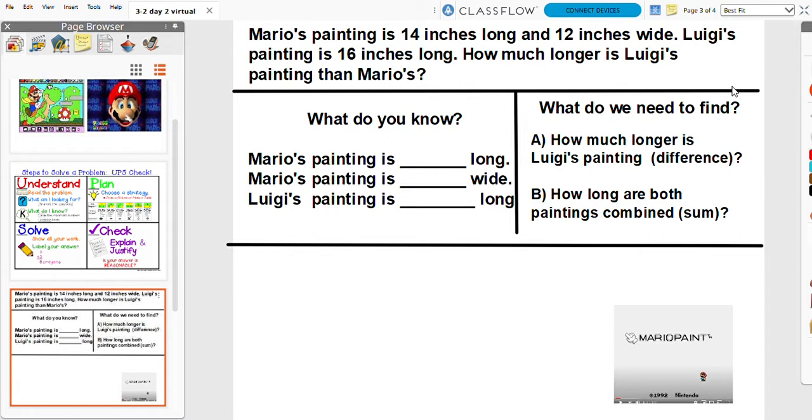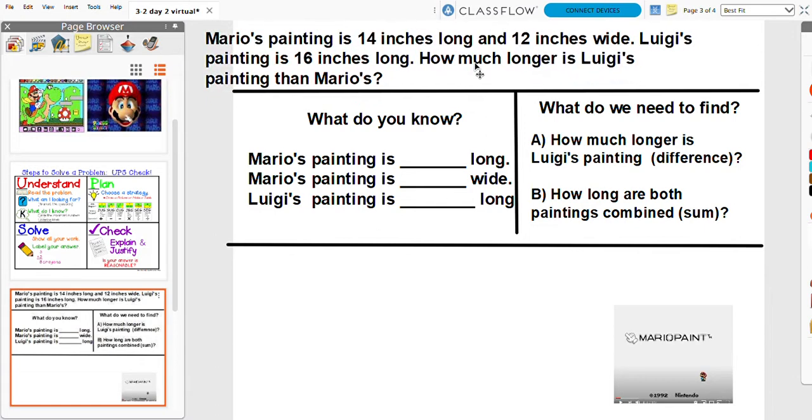I have Mr. Mario here. This is a Mario themed problem. So if we're looking here, Mario's painting is 14 inches long and 12 inches wide. Luigi's painting is 16 inches long. How much longer is Luigi's painting than Mario's?